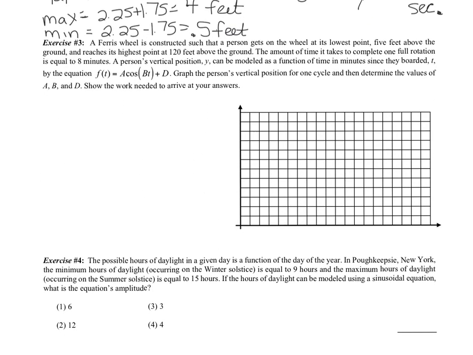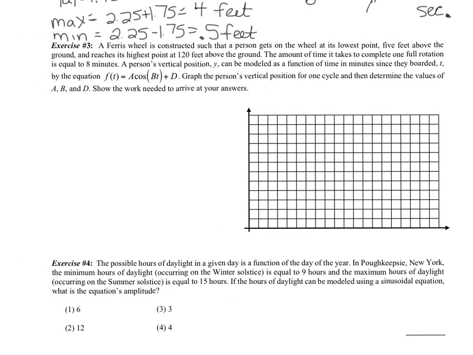So a Ferris wheel is constructed such that a person gets on the wheel at its lowest point, 5 feet above the ground, and reaches its highest point at 120 feet above the ground. The amount of time it takes to complete one full rotation is equal to 8 minutes. A person's vertical position, y, can be modeled as a function of time in minutes since they boarded, t, by the equation f of t equals a cosine of bt plus d. Graph the person's vertical position for one cycle and then determine the values of a, b, and d. Show the work needed to arrive at your answers. Once again, we're going to go one step further and write this equation, not just find a, b, and d.